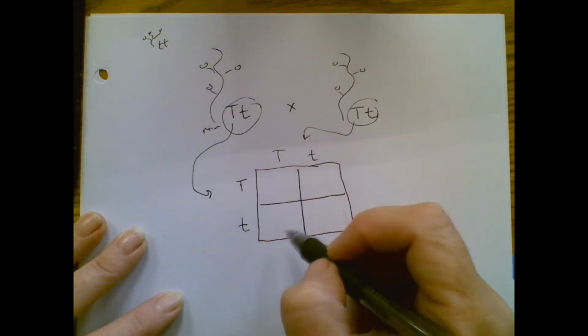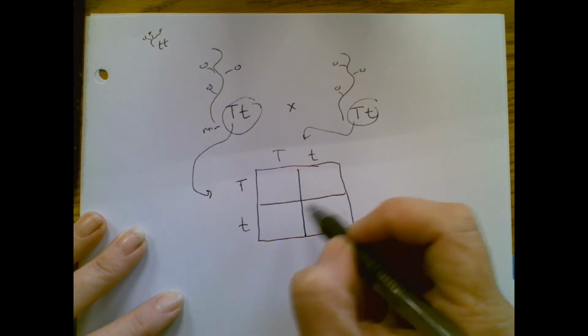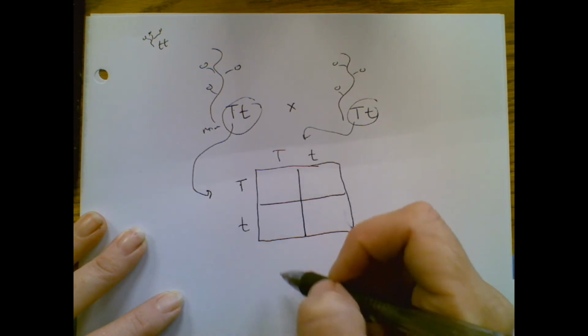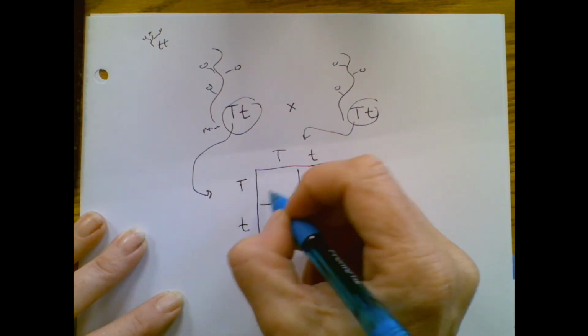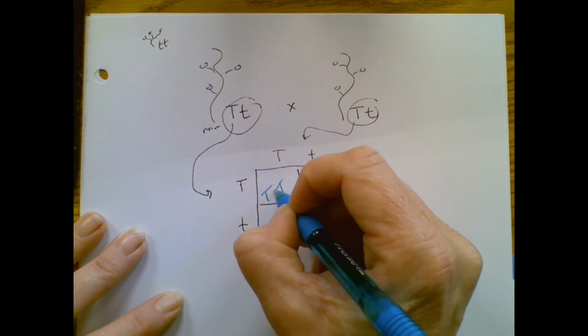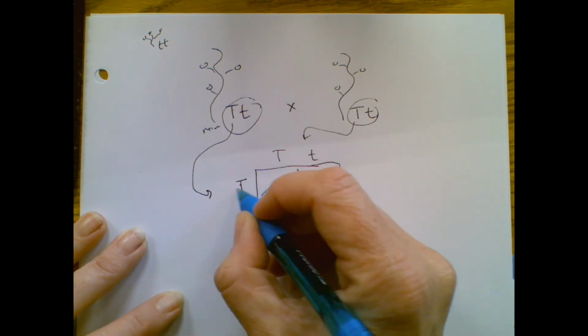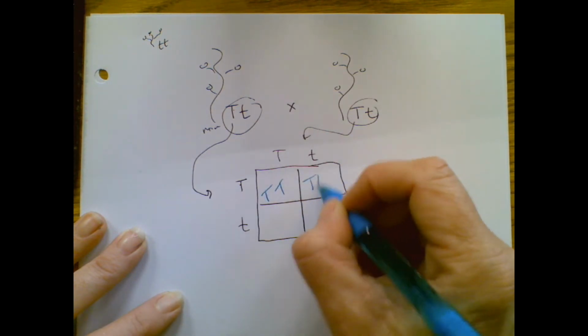And we look at what the box would have. Take a moment, pause it, find out what goes in here. I'm just going to keep going, but I hope you pause it and do it yourself. So in here, these two match up. So in this box, I have a big T, big T. In this box, I have a big T and a little t.